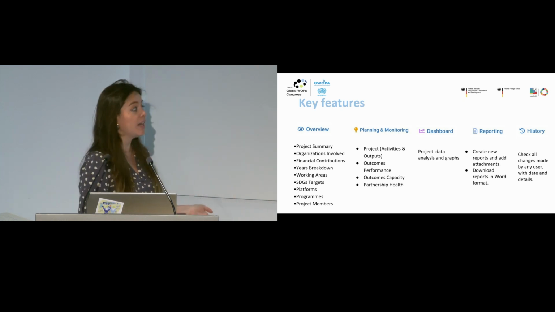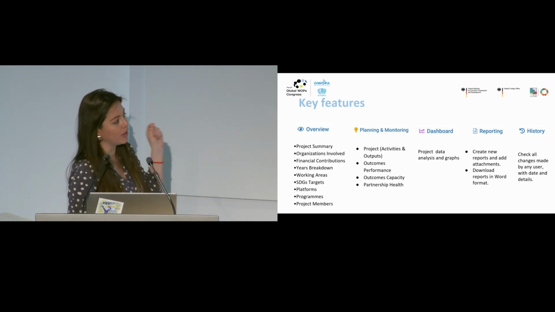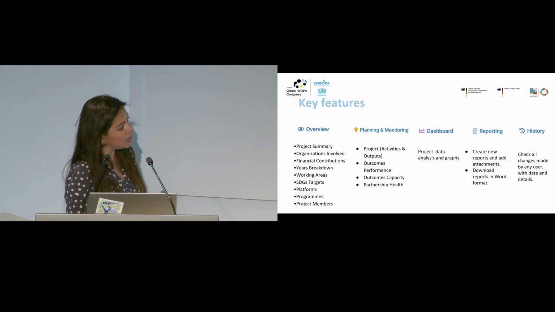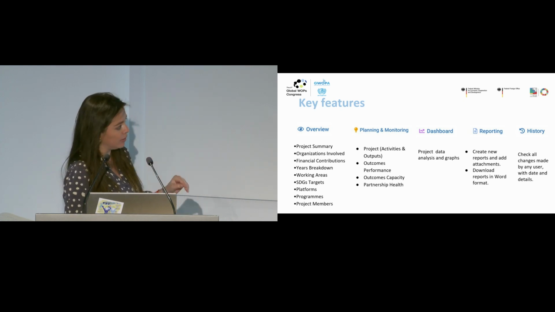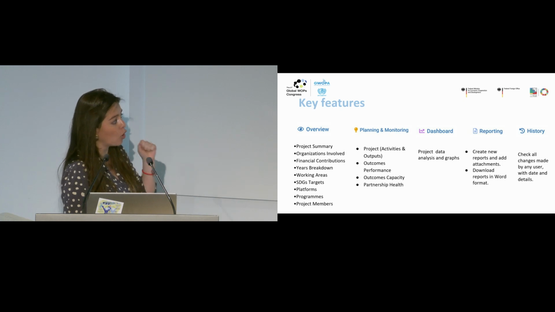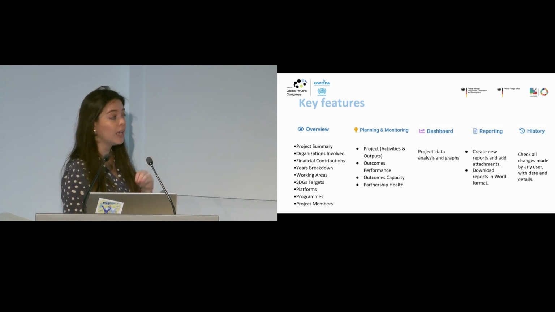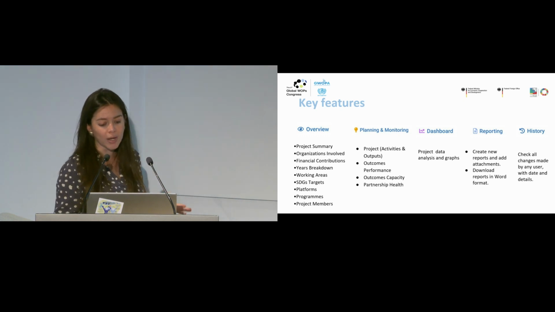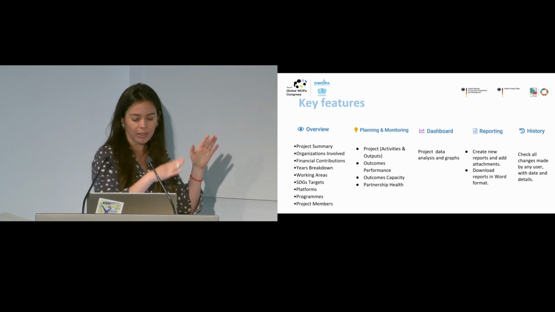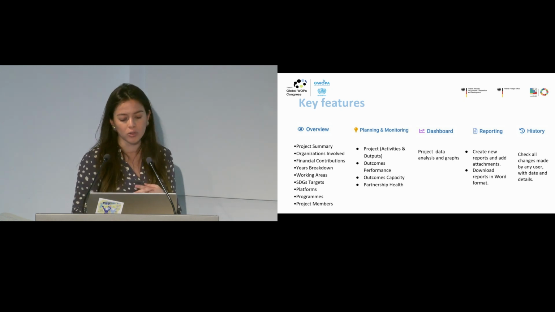Then you have the planning and the monitoring, the key part of the PMP, where, we will see it later on, but here is the place where you will be putting all your activities and outputs, the outcome performance, the capacity outcomes as well, and the partnership health. We will see it on the tool right now, but just to mention the parts, so they are not lost.